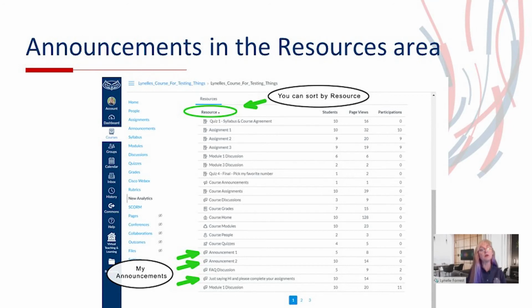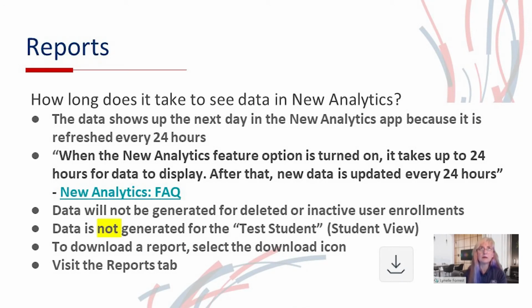So this list view allows me to sort by clicking on the column's title. In this case, I would like to sort all my resources, which will help me find my announcements. So I click on resources and I find my announcements. So that when you come back to this PowerPoint, you'll be able to see some examples about how to view specific resources. Okay, the data that is collected by the new analytics app is called near real time. And it takes about 24 hours for the data to show up.